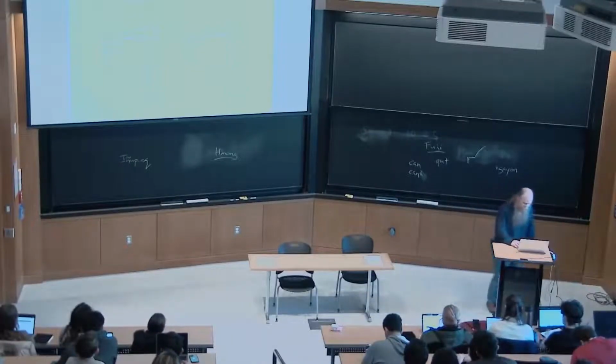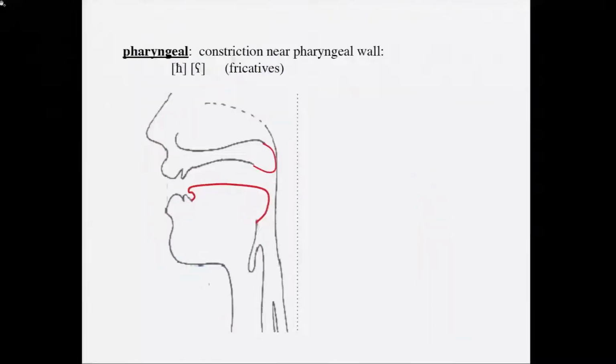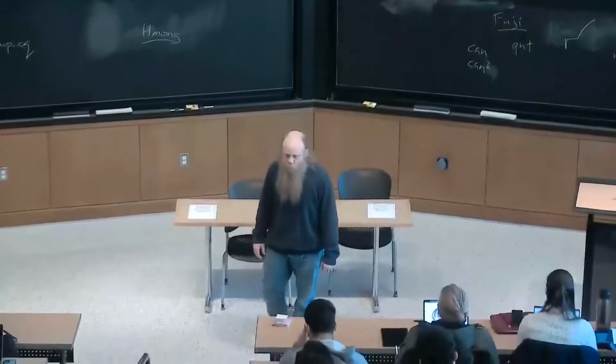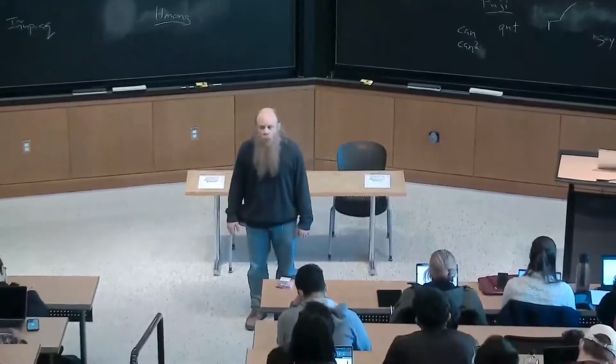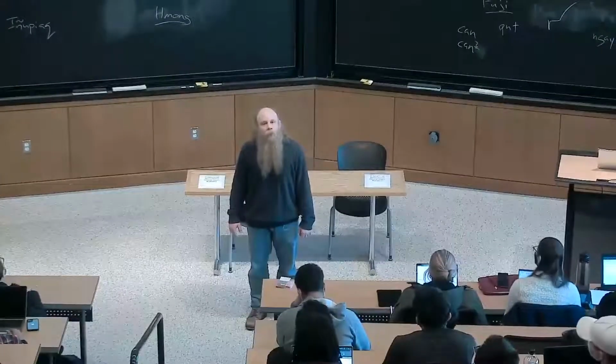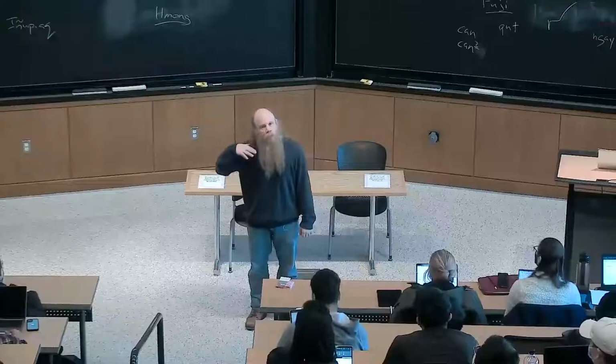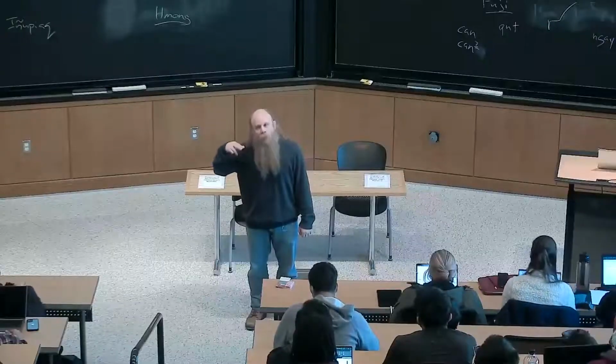And then there are also pharyngeals. Pharyngeals involve constriction near the pharyngeal wall. Arabic has these. The Berber languages have these. These are like aha, aha. So you're getting the back of your tongue to get against the back of your vocal tract.